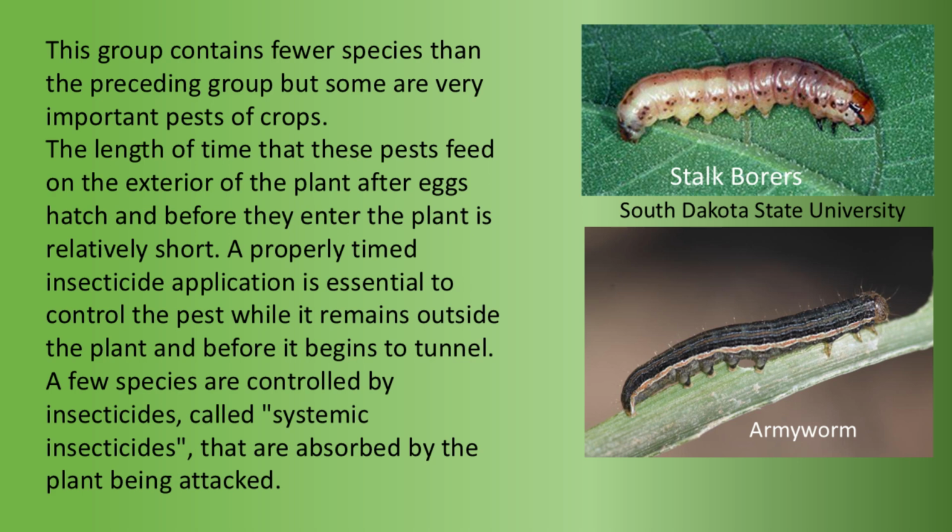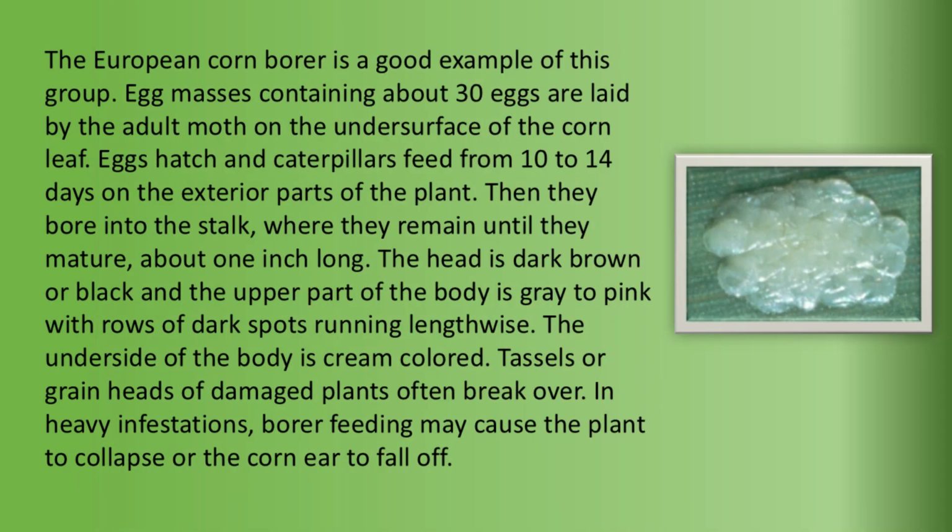The length of time that these pests feed on the exterior of the plant after eggs hatch and before they enter the plant is relatively short. A properly timed insecticide application is essential to control the pests while it remains outside the plant and before it begins to tunnel. A few species are controlled by insecticides called systemic insecticides that are absorbed by the plant being attacked. The European corn borer is a good example of this group.